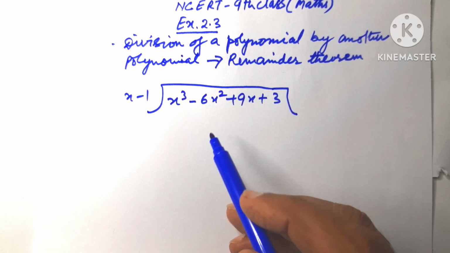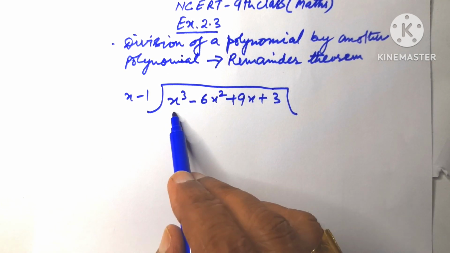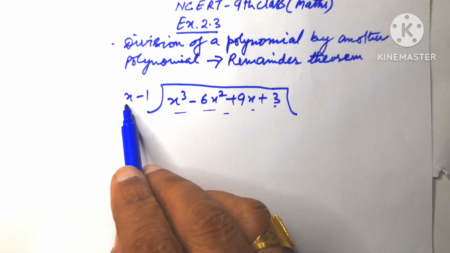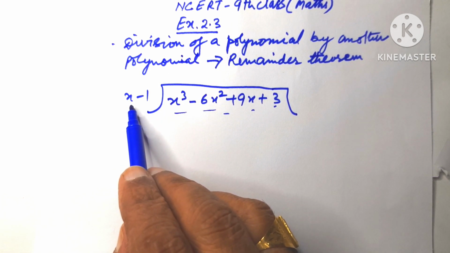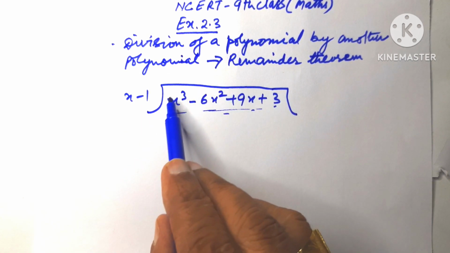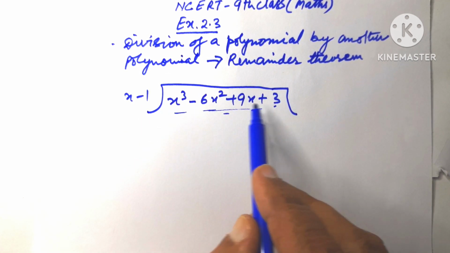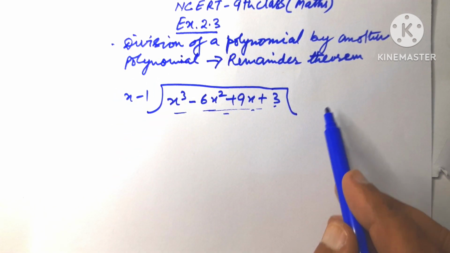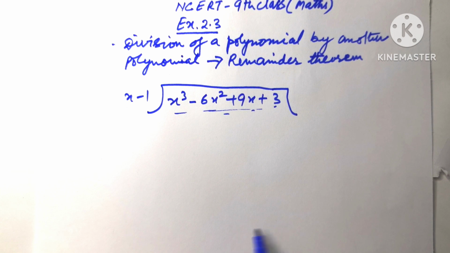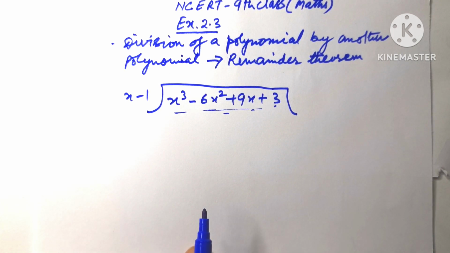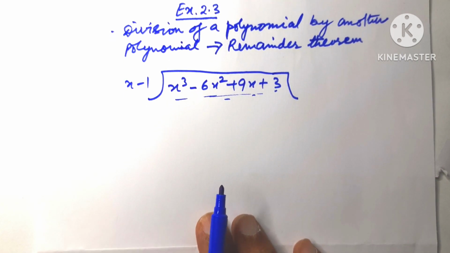So I have taken one example wherein this polynomial is divided by another polynomial. This is called the dividend, the one which we have to divide, this is called the divisor, and here we'll get the quotient and whatever is left over is the remainder. Okay, so let us find out the quotient and remainder. Be careful, let us start.